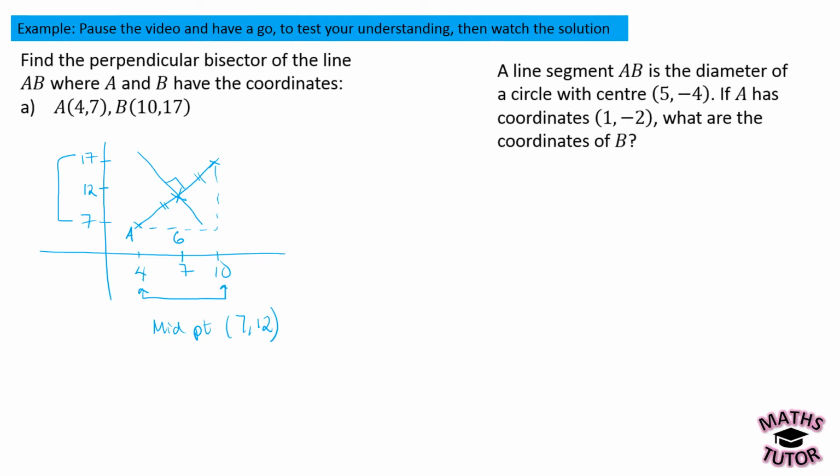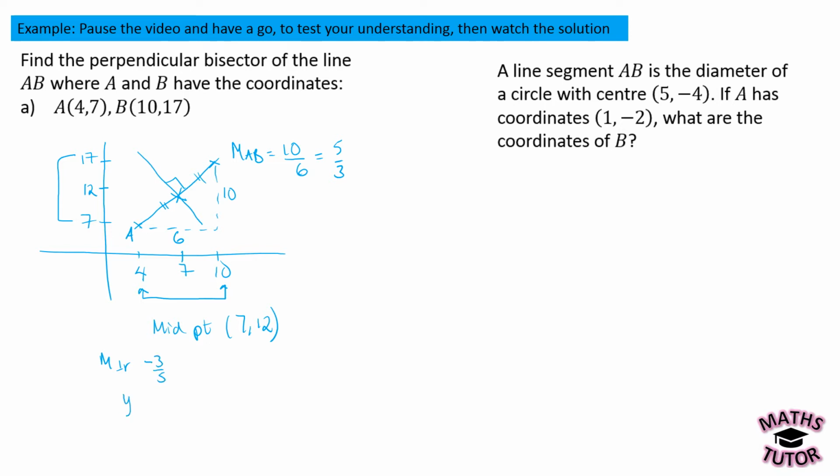Now the gradient of AB, if we just think horizontally, to go between 4 and 10 is 6, and to go vertically between 7 and 17 is 10. So m of AB, the gradient of the line AB, is 10 over 6, which is 5 over 3. So m of our perpendicular line is going to be minus 3/5.